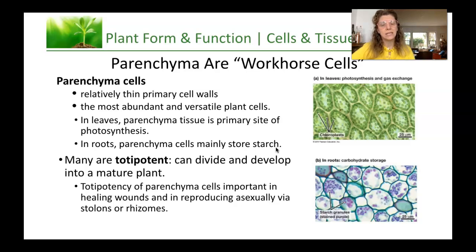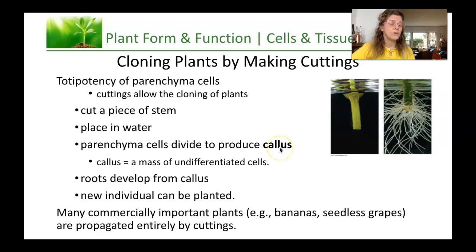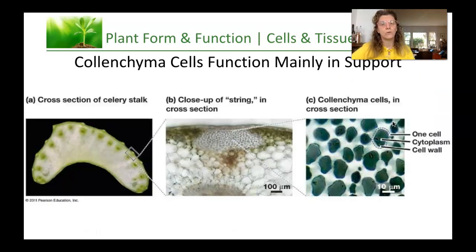So that is the idea that if you have some kind of cutting, you can actually clone the plant that you have. So that makes them very good for propagating new plants. So you can cut a piece of the stem and place it in water. This is an example of that you can see here. And the parenchyma cells will divide to produce a callus, which is just undifferentiated cells. And then roots develop from the callus, and a new individual plant can arise from that cutting. A lot of different plants do that. Bananas and seedless grapes, for example, which are important because we use them in agriculture.